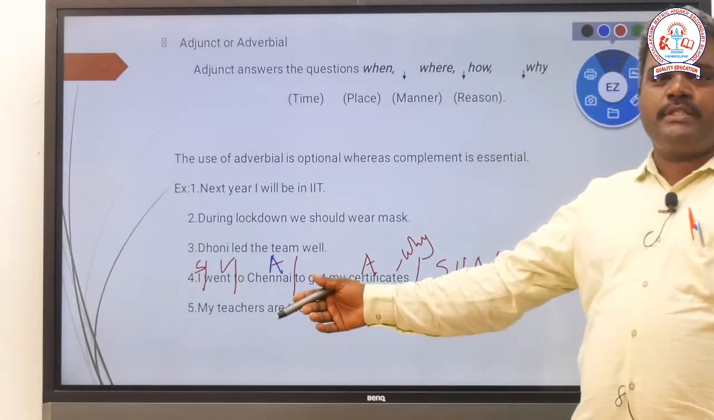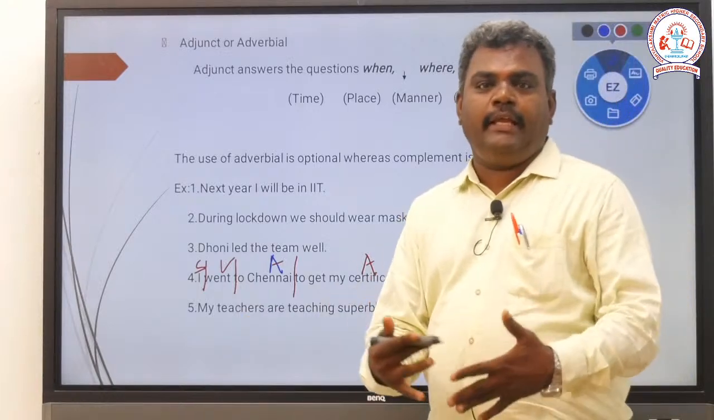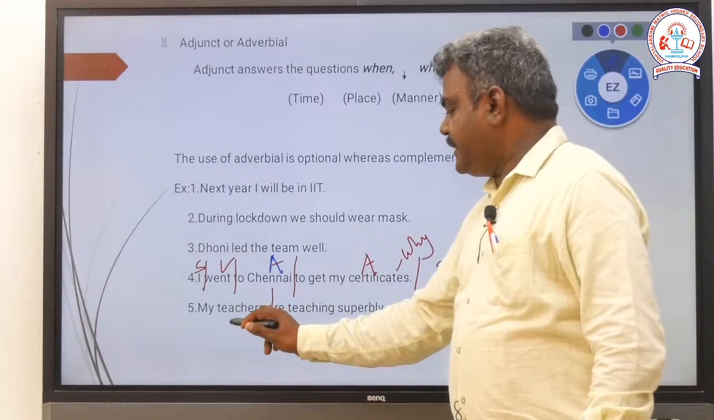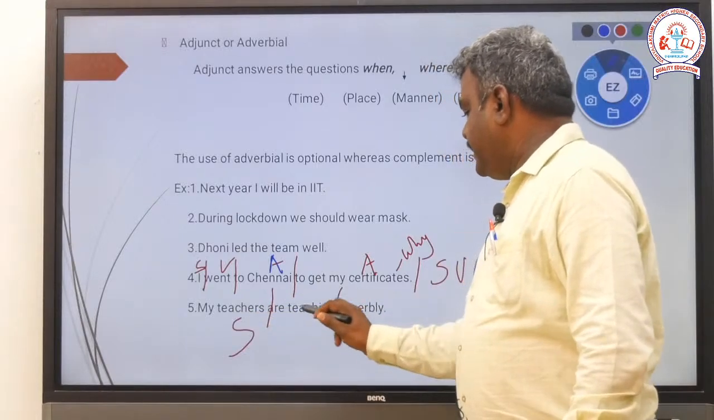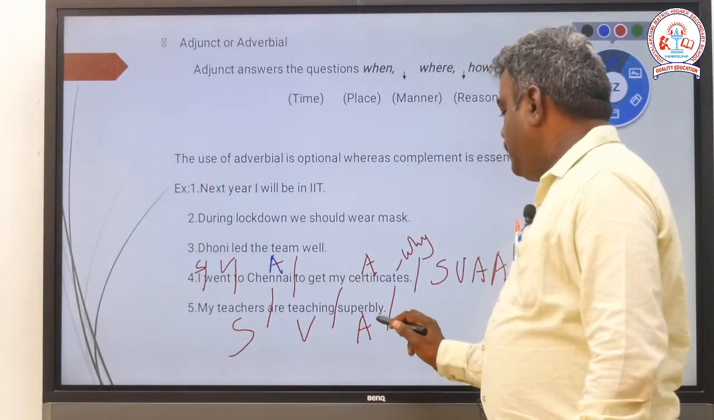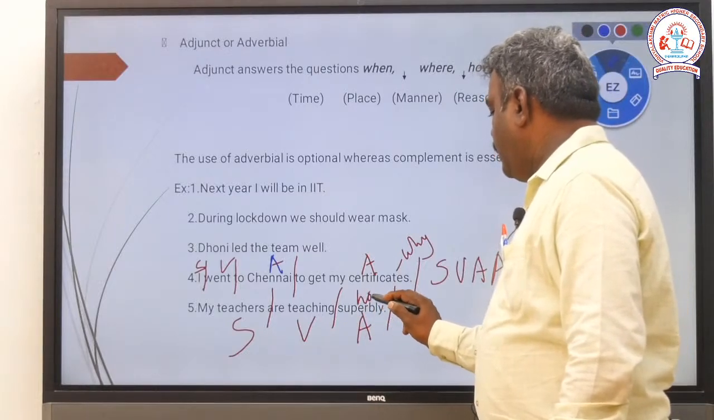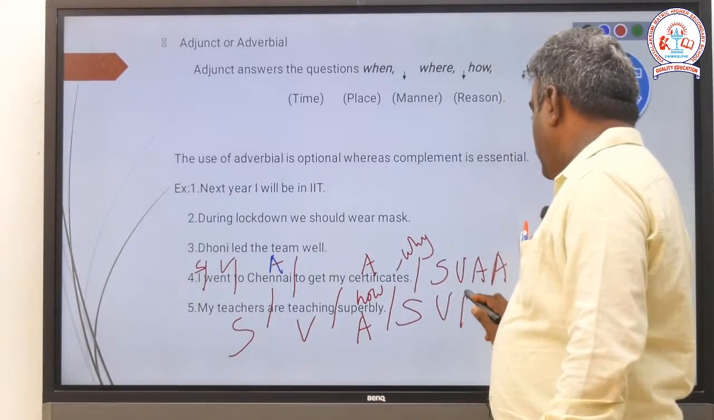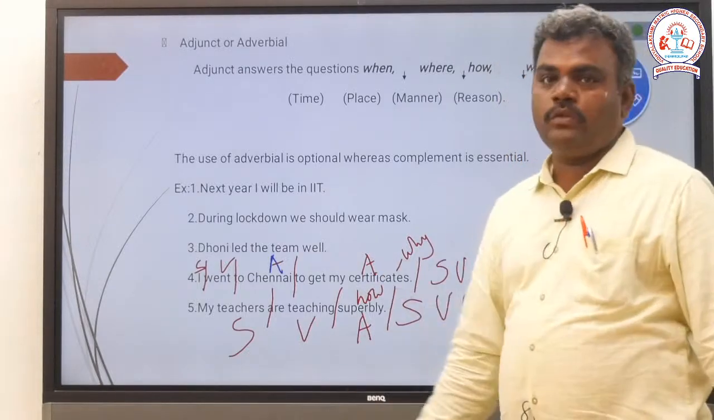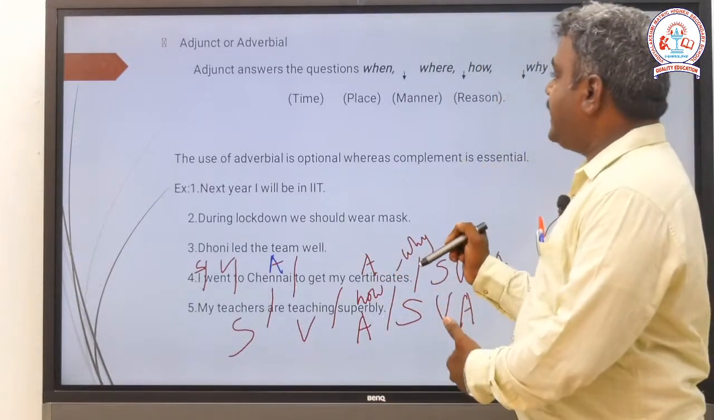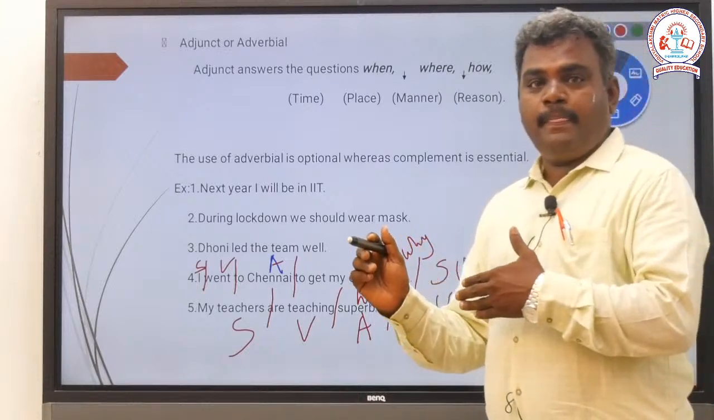Most probably in all the schools, some teachers would be teaching interestingly, extraordinarily. So here, my teachers, subject, are teaching, verb, superbly. This is adjunct because it answers the question how. Subject, verb, adjunct. Okay, very, very simple, very easy to understand. There will be no confusion.